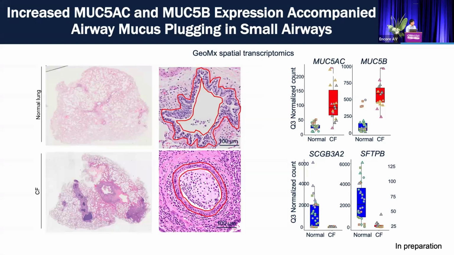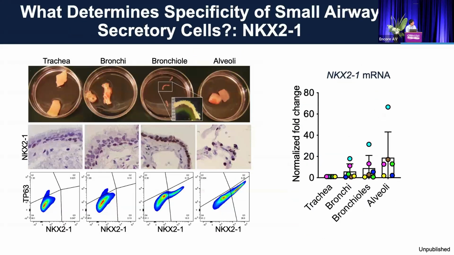So this suggests that in CF small airways, the normal small airway identity might be lost, and that might be associated with CF small airway pathogenesis. Then we picked one transcription factor which might be important for regulating small airway secretory cell identity, because NKX2.1 is known to be very important during lung development. Even in adults, NKX2.1 expression shows a gradient from large to small airways, and in small airways this transcription factor is high in the small airway epithelial cells and also AT2 cells.